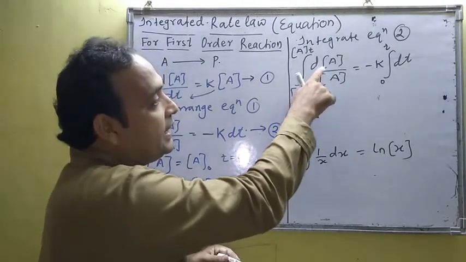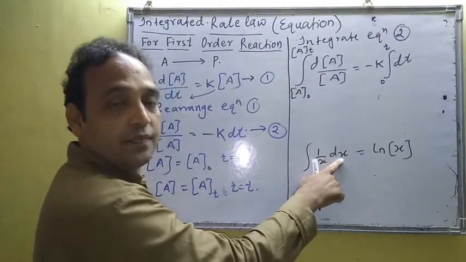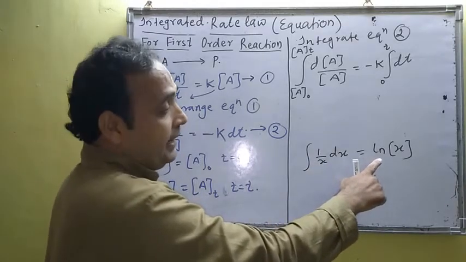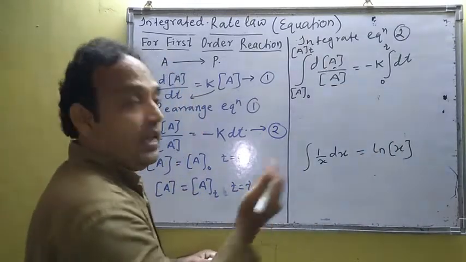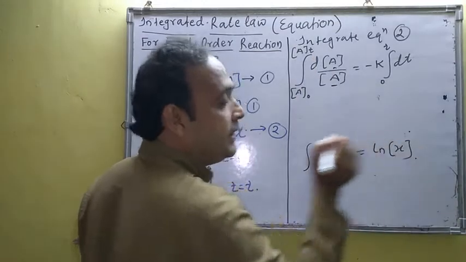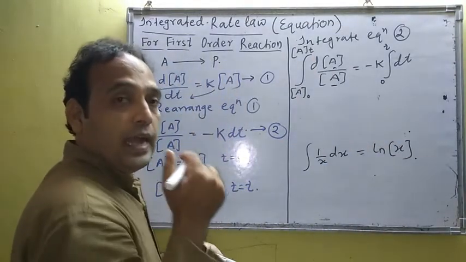Likewise here we can write dA by A as 1 by A into dA. So this becomes natural log of A, instead of x we write A. Now my upper limit is At and lower limit is A0. This mathematical rule is given in 11th standard. I think you have studied.